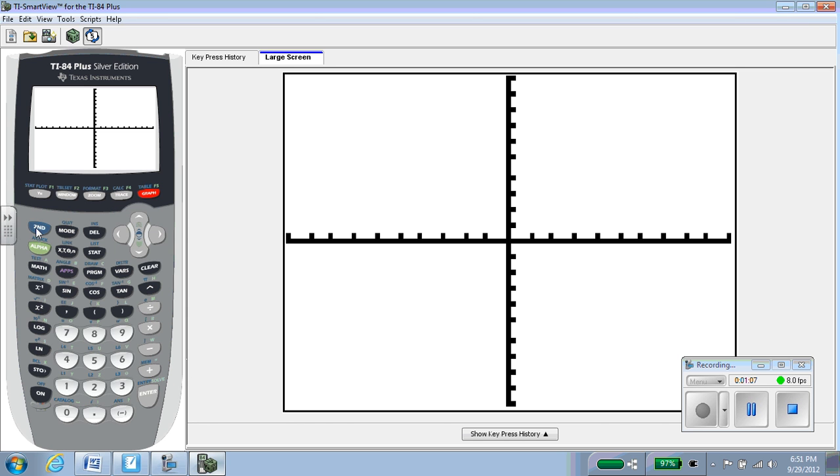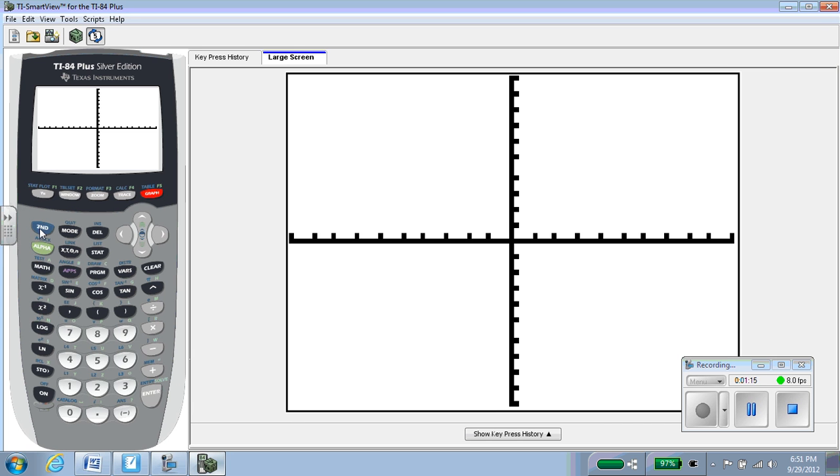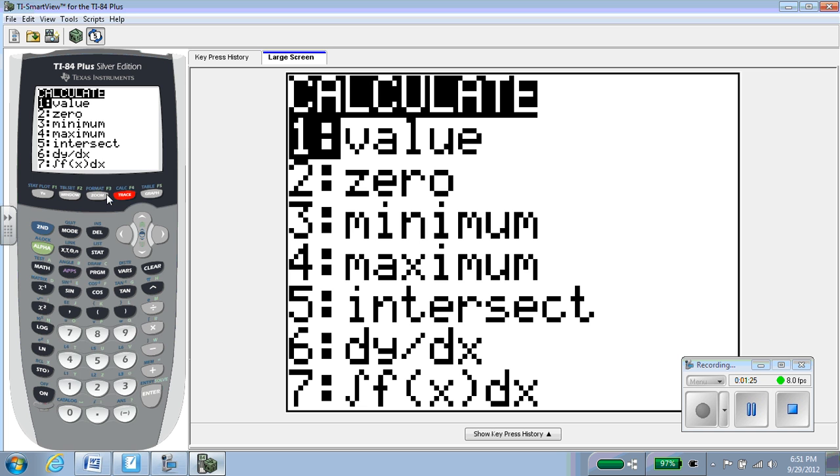We also have a second button here, which accesses the other functions that each of the buttons has. So for today, we're going to need the second function of our trace button, which is calculate. And we're going to calculate an intersection. So we're going to need second calculate and then arrowing down to number 5 for intersect. Some other buttons are important to us.